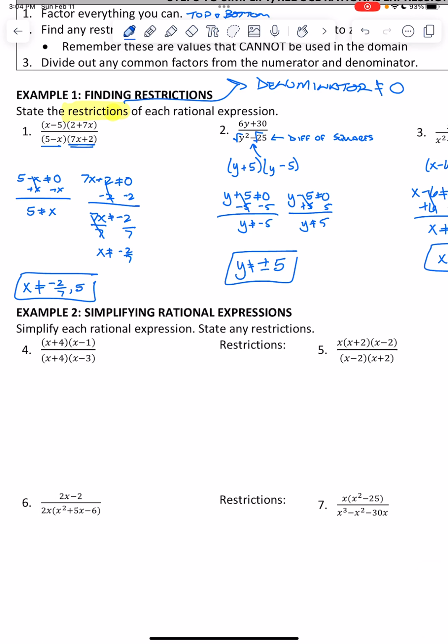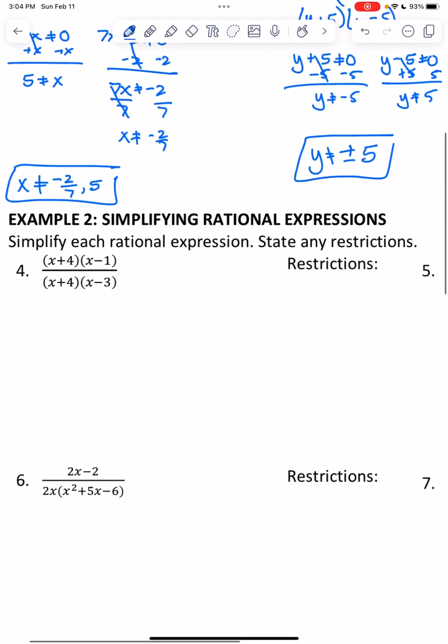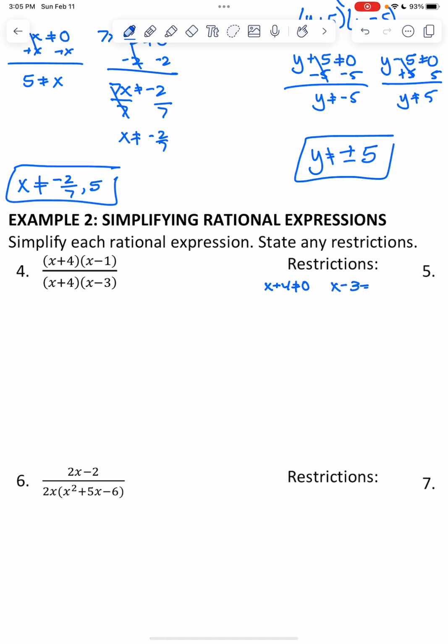So in number 4, it says simplify each rational expression, state any restrictions. So first thing, it's already factored. So find your restrictions. So x plus 4 cannot equal 0. X minus 3 cannot equal 0. So subtract 4.